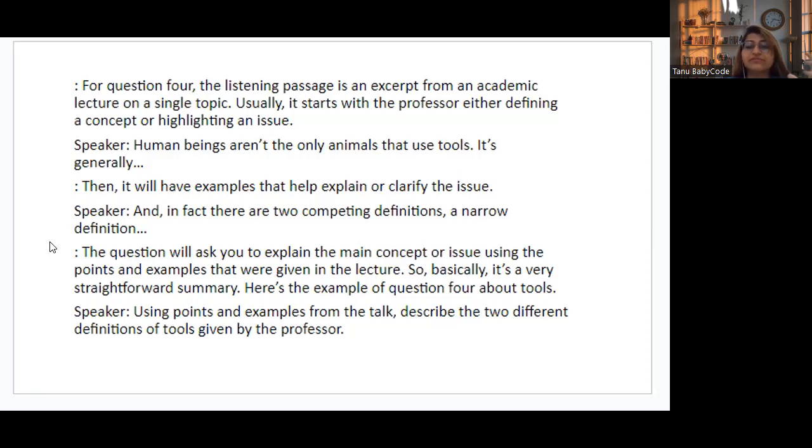So basically, it's a very straightforward summary. See the question 4 about tools. This is the question: using points and examples from the talk, describe the two definitions of tools given by the professor. So it's a very straightforward summary, right? This kind of question will be the fourth one.